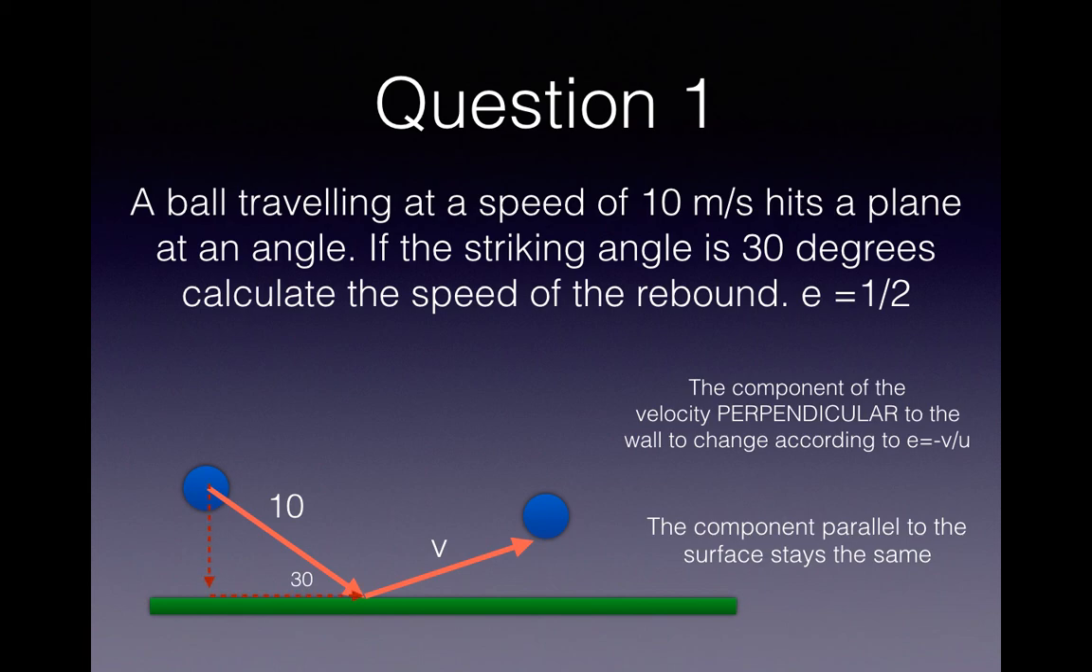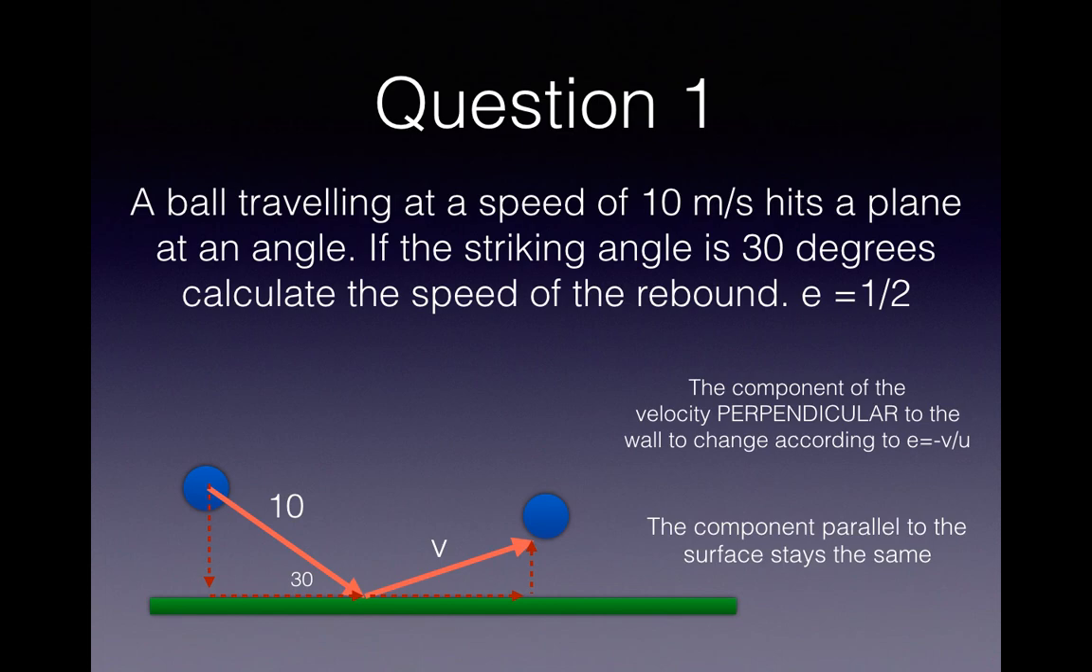So what we need to do is get the velocity components before the ball hits the plane. And those are denoted by the red arrows on the left-hand side. Okay. What we'll also need to do is get the components of the velocity after the collision.